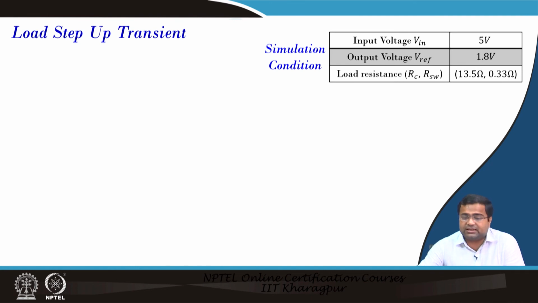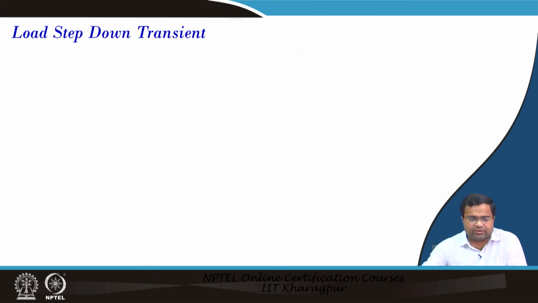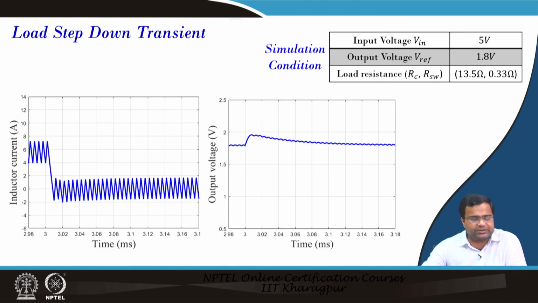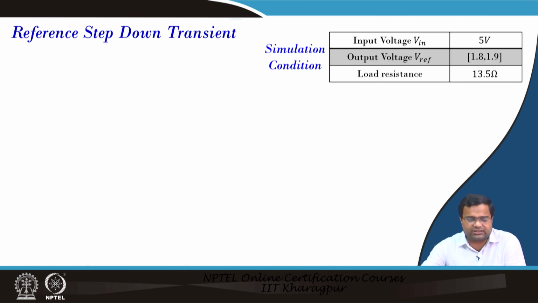For the load step up transient, if we take a higher input voltage and higher output voltage, then the load step size will be more than 5 ampere, here about 5.4 ampere, because we have increased the output voltage. You can see the response is a bit sluggish because of the first order nature of the current mode control. The step down response is also a bit sluggish, and if you see the reference transient performance for 13.5 volt higher input voltage, the response looks fast.